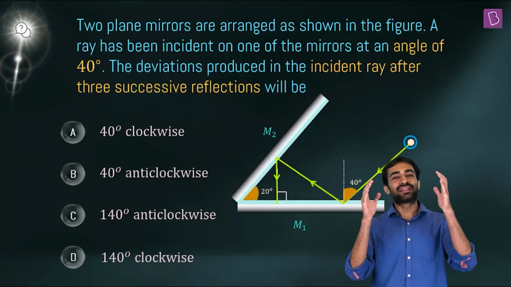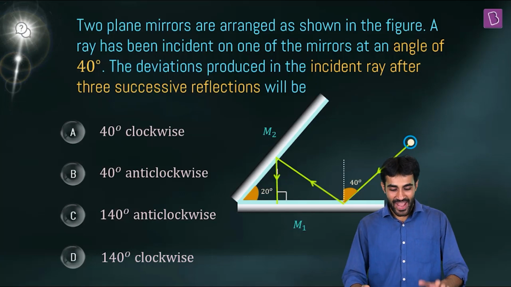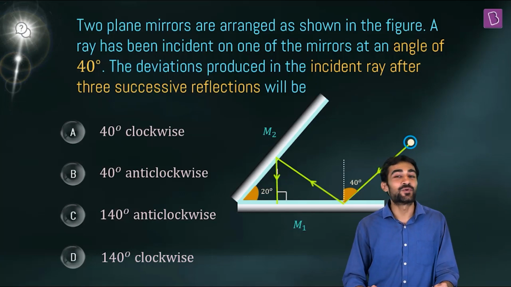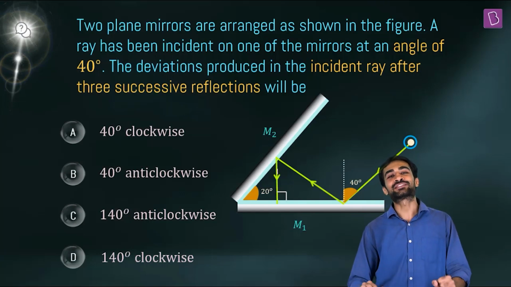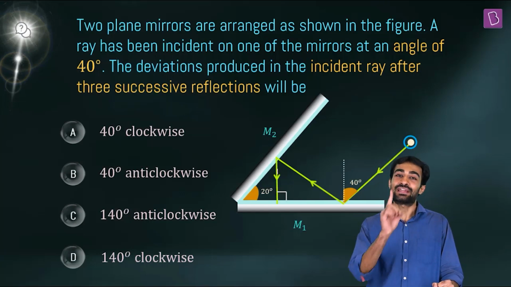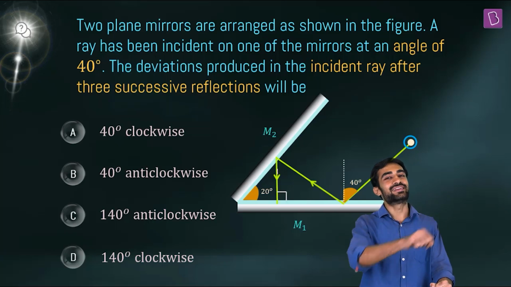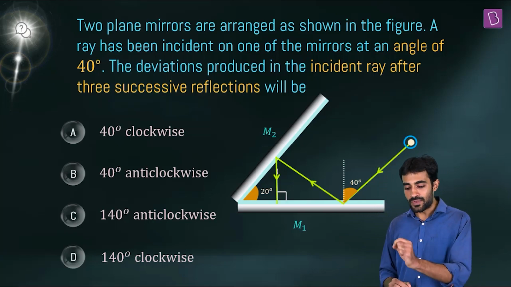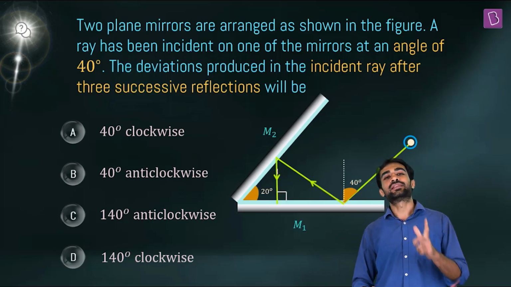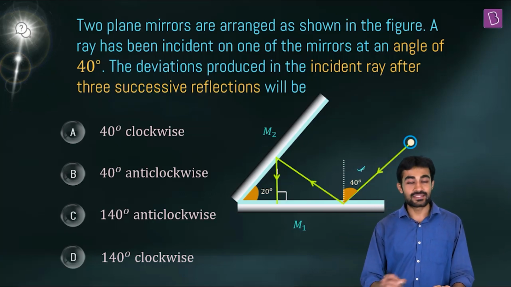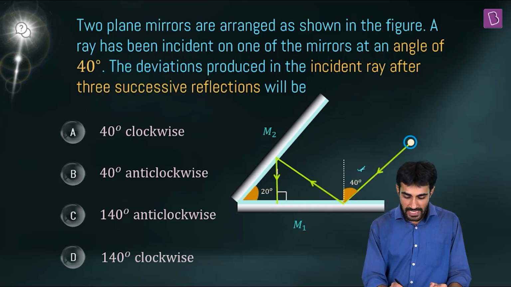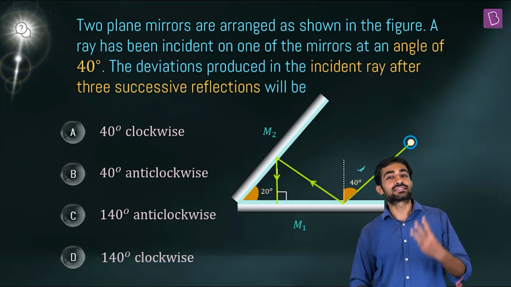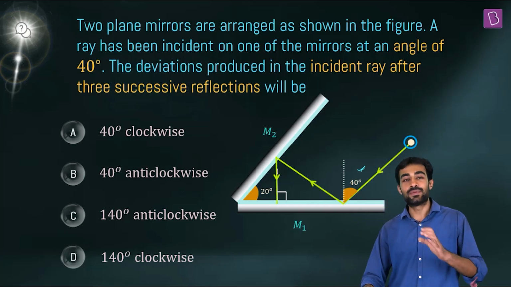Let's have a look at this beautiful question. Two plane mirrors are arranged as shown in the figure. Can you see the two plane mirrors? Yes, we can. What is the angle between the two plane mirrors? It is given to be 20 degree, right? A ray has been incident on one of the mirrors at an angle of 40 degree. So this angle of incidence is also given, right? Now the deviation produced in the incident ray after 3 successive reflections will be.